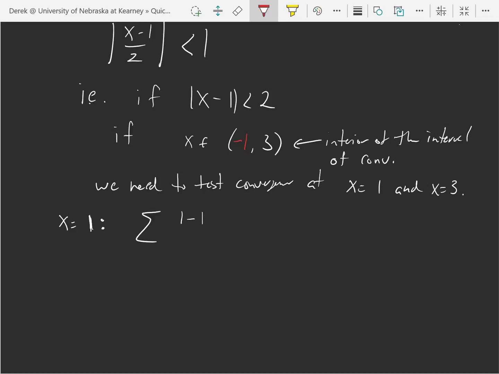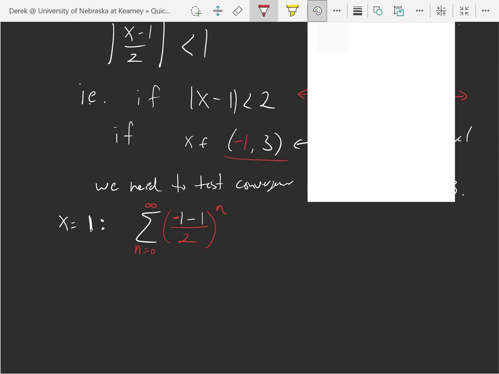Okay, so let me draw this number line. It's centered at 1, and I have to go 2 in this direction up to 3, and I have to go 2 in this direction down to negative 1. Right? So my interval should be from negative 1 to 3. So I should put a negative 1 there, I should go over 2 and raise this to the nth power, and this is from n equals 0 to infinity.